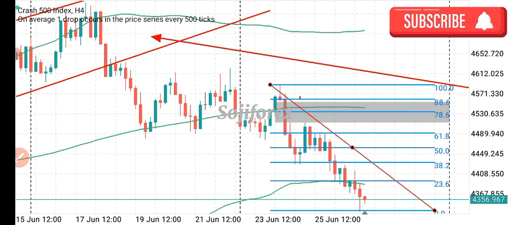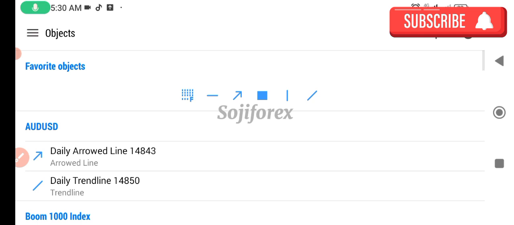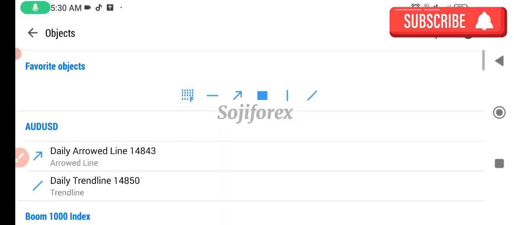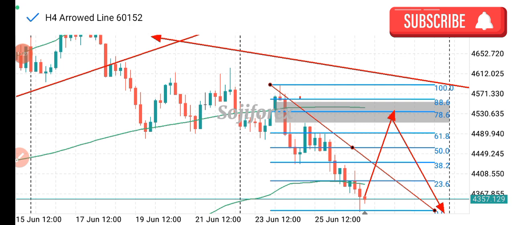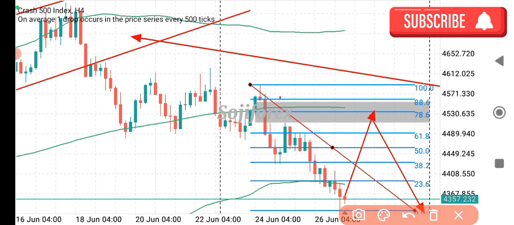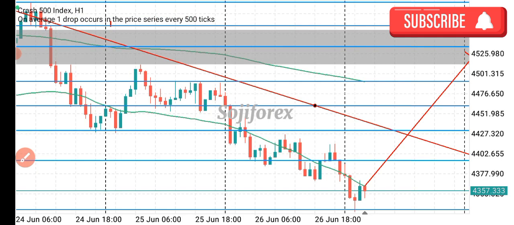So we are expecting price to move somewhere here and then continue to the downside for a sell. Crash 500 is bearish. We are expecting price to move in that direction. Price moves here and then to the downside. So that is our expectation and our eyes are on Crash.